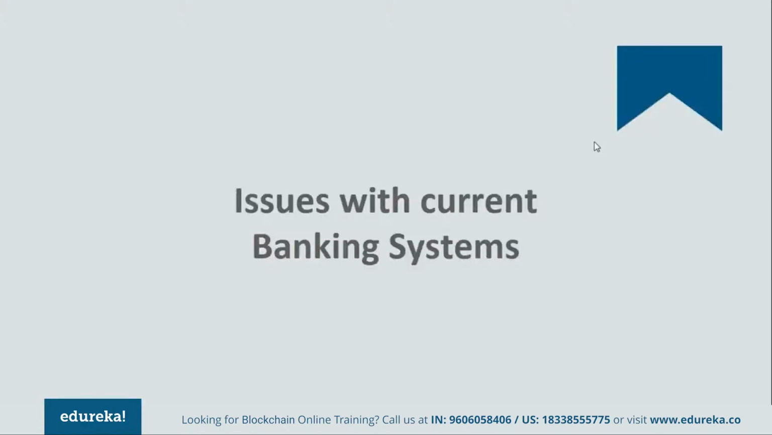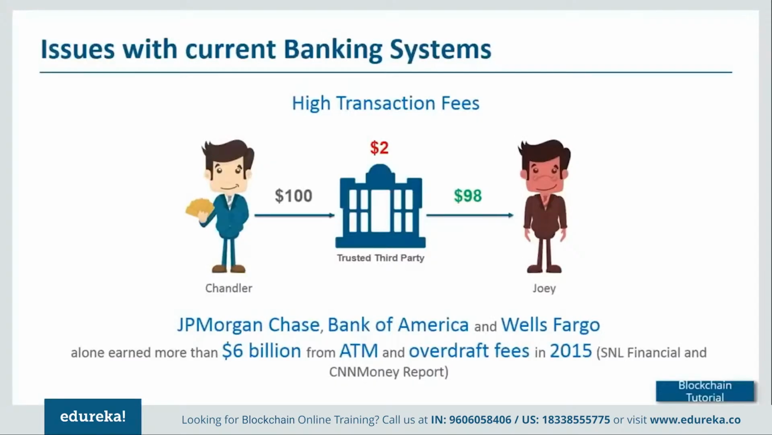But before we go into the parallel system in detail, let's try to talk about the challenges that are faced with the current existing banking system. Now, the first challenge we'll be talking about is the transactional fees. Now, let's take the simple example here. When Chandler wants to send $100 to Joey, due to a transactional fees of $2, Joey ends up getting only $98. Now, it may not seem a huge amount, but let's assume that every day there are 10,000 transactions that happen. And in that 10,000 transaction, even if it's a 2% commission, it's a huge amount that we're talking about.